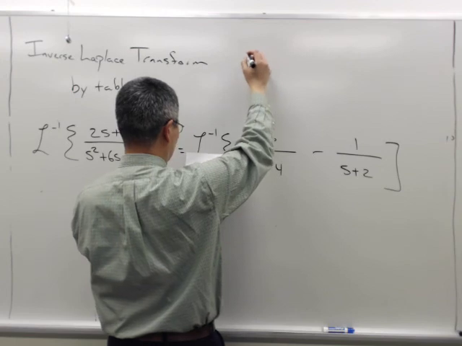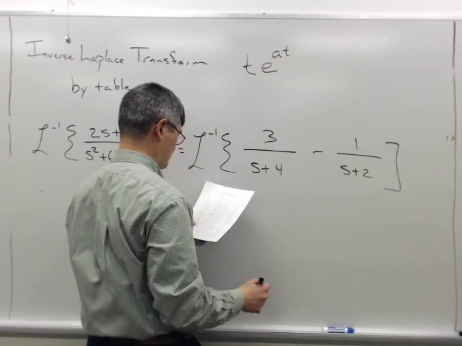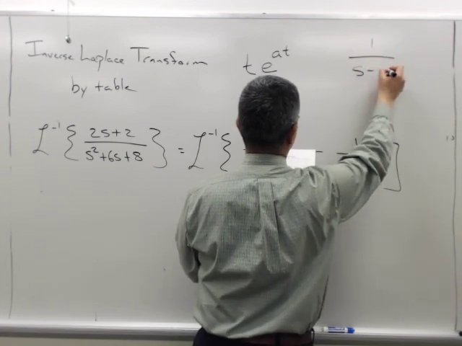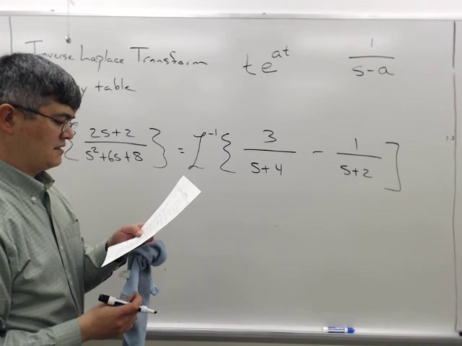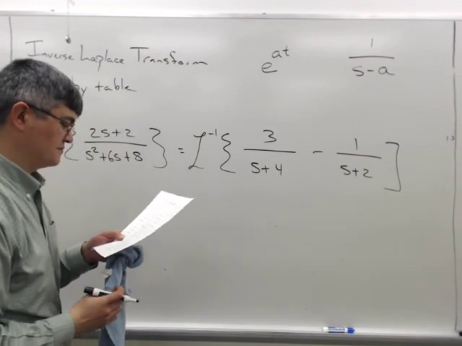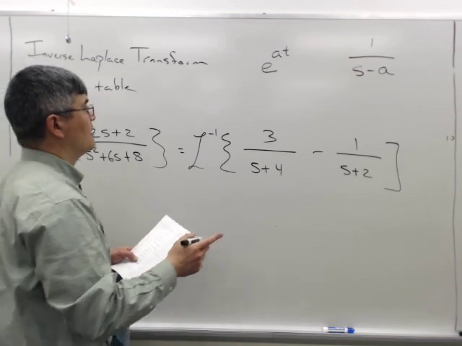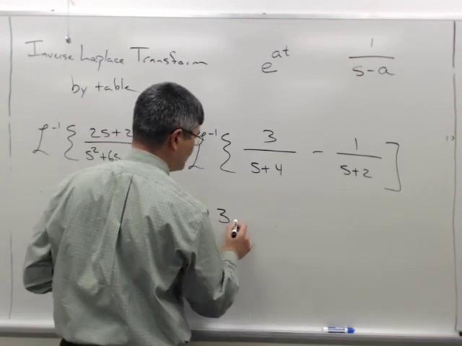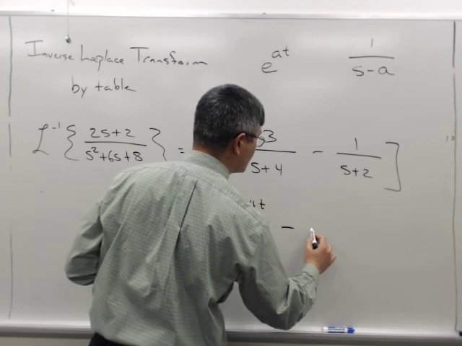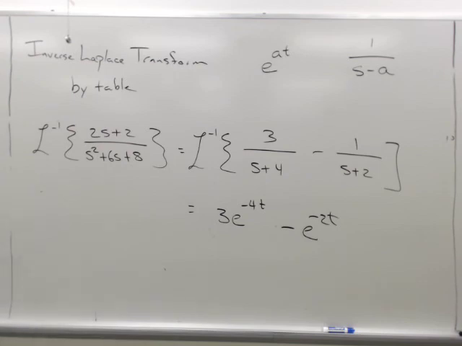The table entry says that e to the at is going to be 1 over s minus a. Oh, it's just e to the at, sorry. All right, so this is going to be 3e to the minus 4t minus e to the minus 2t. So there's the inverse Laplace transform.